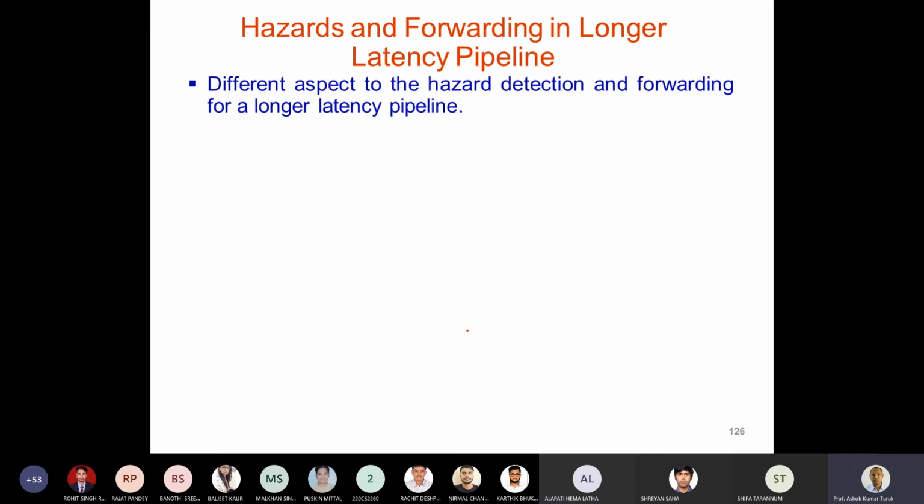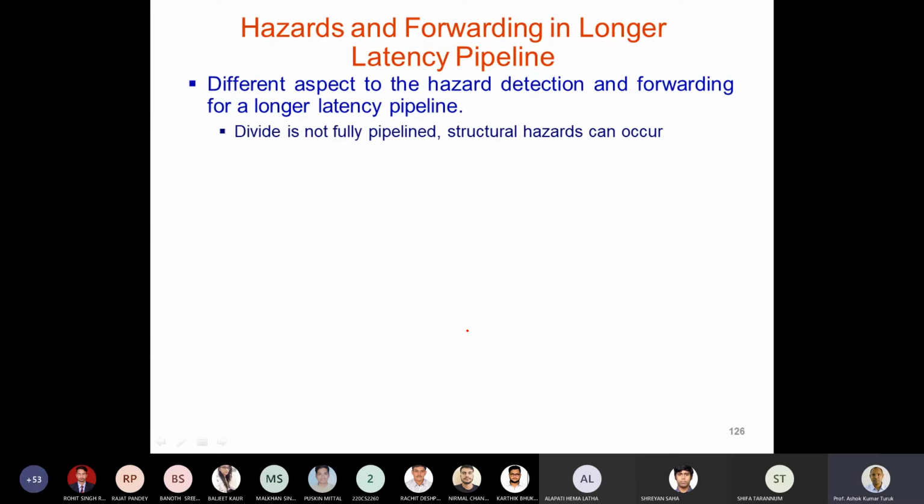Now, a different aspect to hazards. Let's look at hazards and forwarding in a longer latency pipeline, where execution takes more than one clock cycle. How do hazard detection and forwarding take place in a pipeline that has longer latencies? There are different aspects to hazard detection and forwarding for a longer latency pipeline.